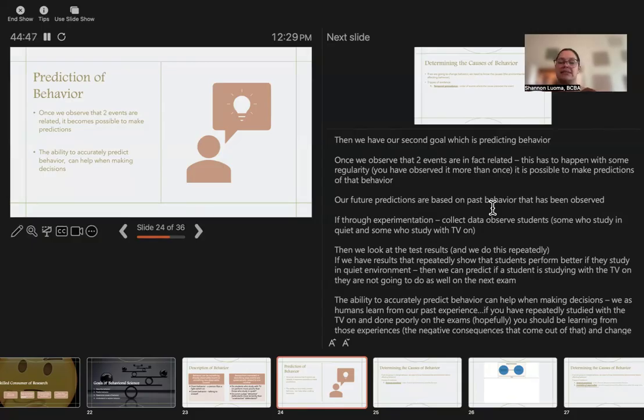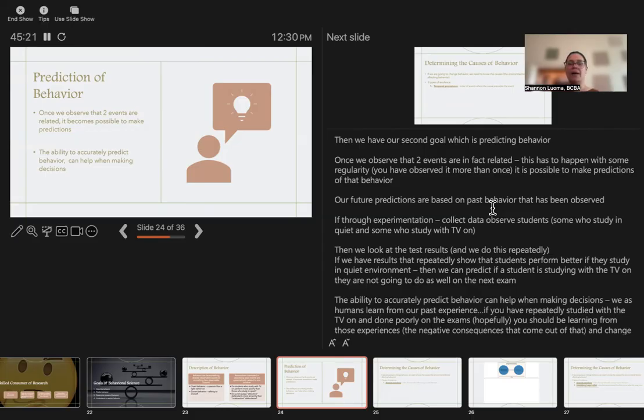So if you collect data, you observe students. Let's go with that example of them studying in front of the TV versus studying in quiet, right? So some study in quiet, we measure that. We measure how long they study. We measure how quiet it is. And all of those things would be controlled, right? We have to control all the other variables and keep them all the same. So like amount of study time, the subject they're studying, it all has to be the same. The only thing that changes is whether or not it's quiet or the TV is on when they're studying.